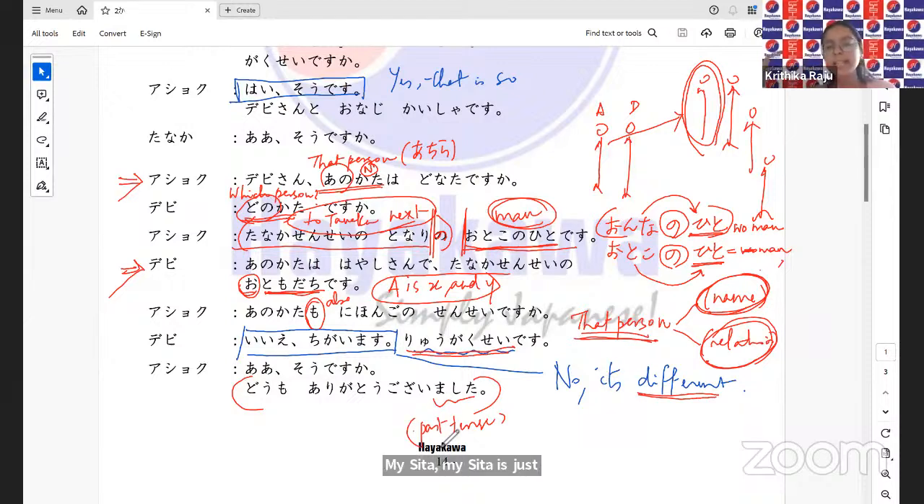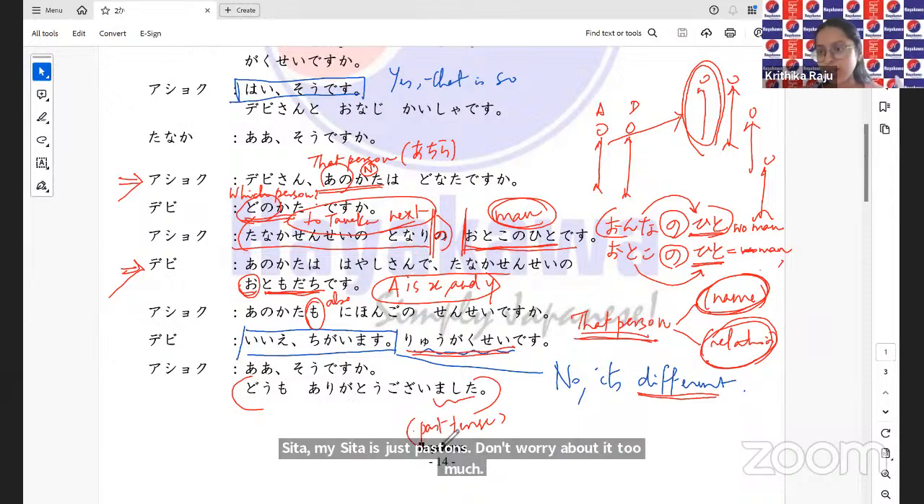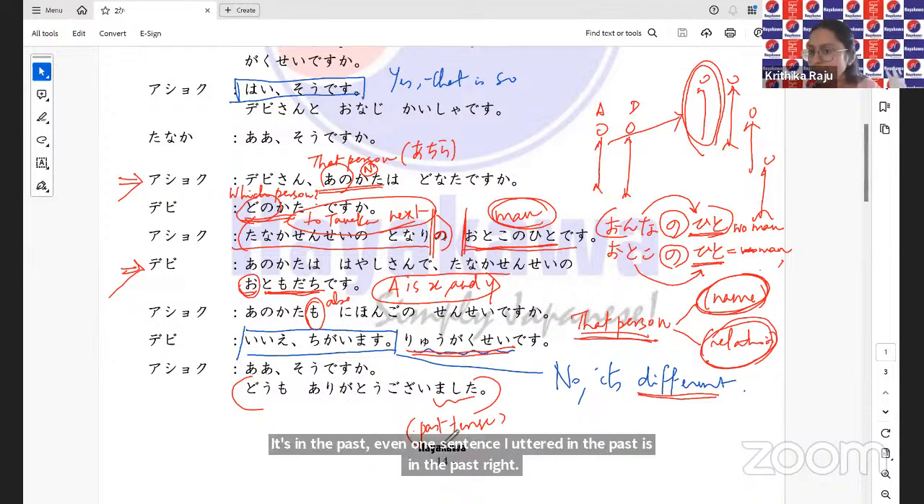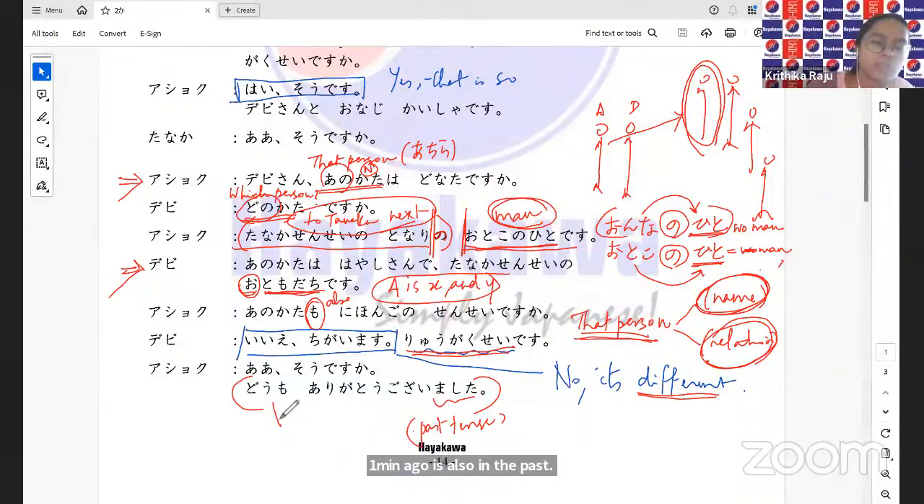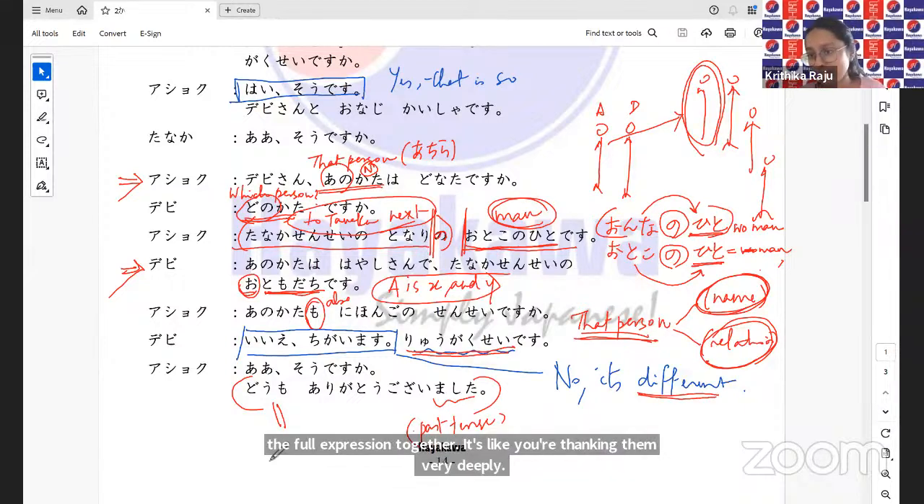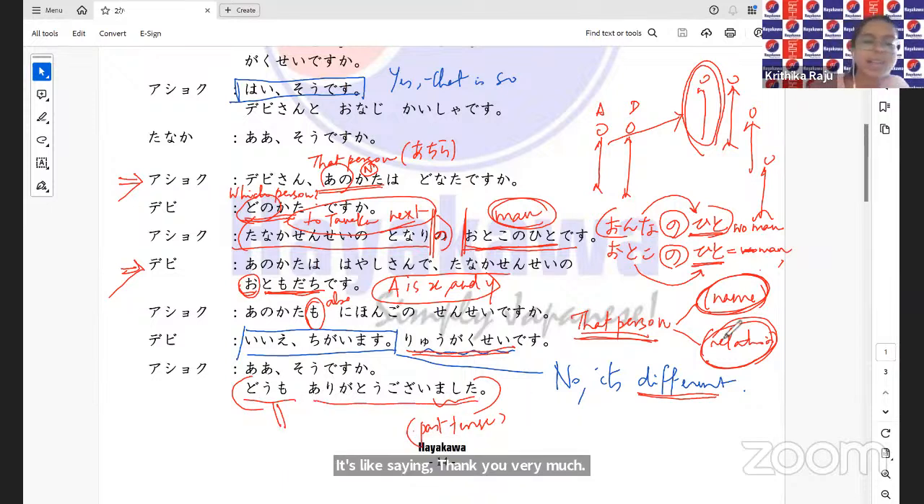Mashita is past tense. He's thanking Devi for all the conversation or for all the answers that she's given him. It's in the past. Even one sentence I've uttered in the past is in the past, right? One minute ago is also in the past. So domo itself is thank you. The sentiment of the word domo is thanks. So when you say domo and the full expression together, it's like you're thanking them very deeply. It's like saying thank you very much. So it's like saying thank you twice. Okay, thanks very much.